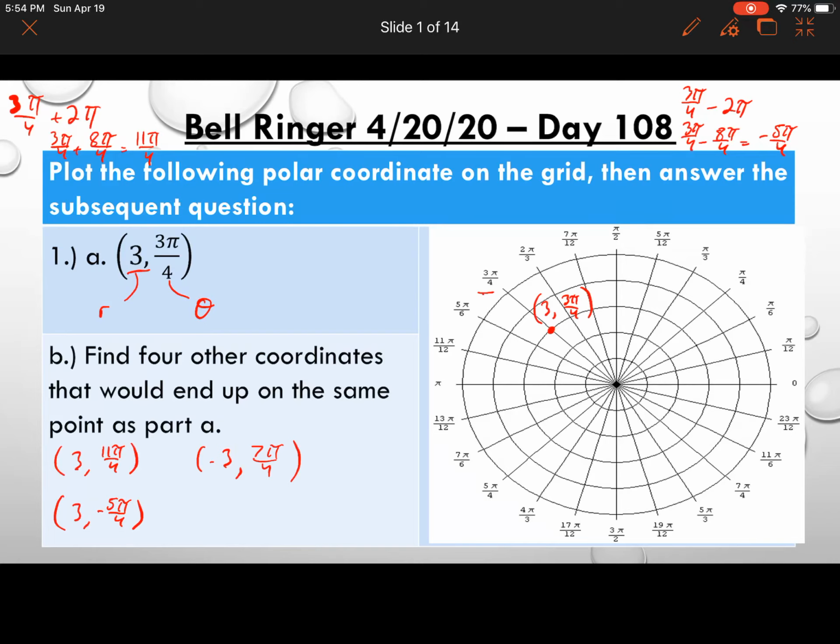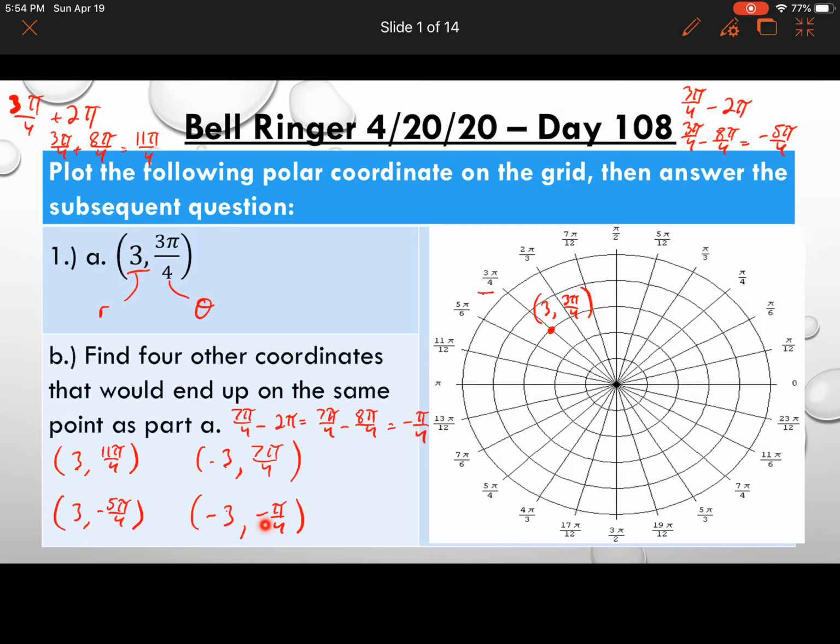And now we can just use our trick again. If we keep the R value the same, we can just add or subtract 2 pi. So let's just subtract 2 pi. So let's take 7 pi over 4 and subtract that 2 pi, which remember is the same thing as subtracting 8 pi over 4. So that gives us negative pi over 4. So that would be an answer. That would be another coordinate in the same spot. Okay? There'll be another coordinate that would be in the same spot.